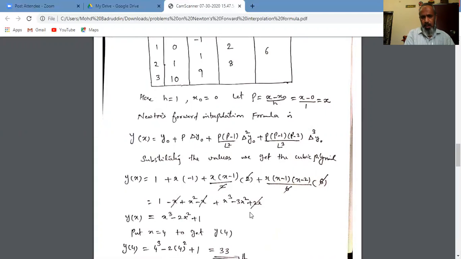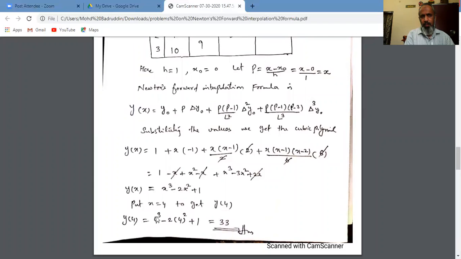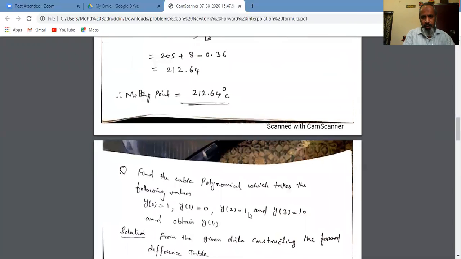Again, in the problem it is given to find the value of y4, which means we have to find the value at x is equal to 4. We know the function. The given polynomial is y is equal to x cube minus 2x square plus 1. If we substitute x is equal to 4, we get the value y4. So y4 is equal to 4 cube minus 2 into 4 square plus 1. So 4 cube is 64, minus 32, that is 32, plus 1, 33. So this is the value of the function at x is equal to 4.